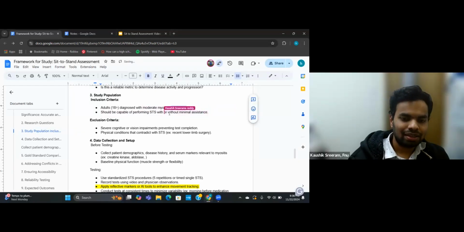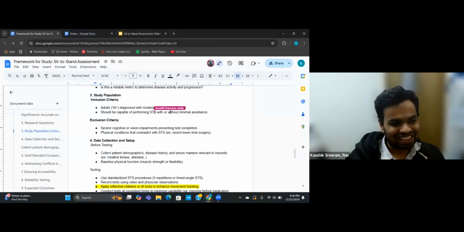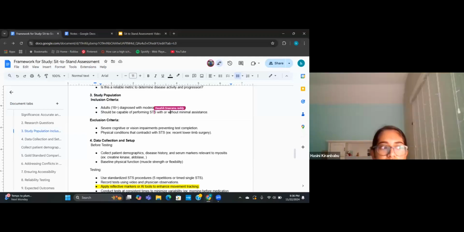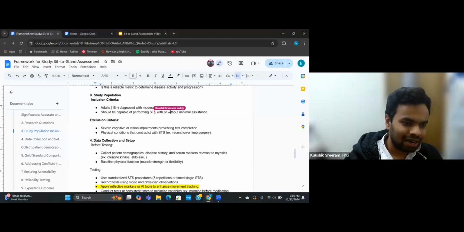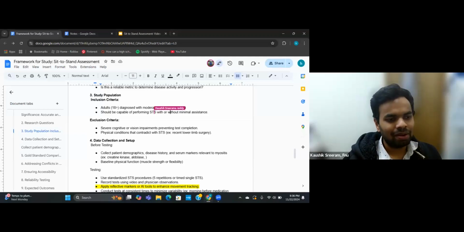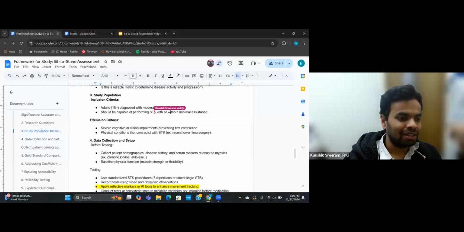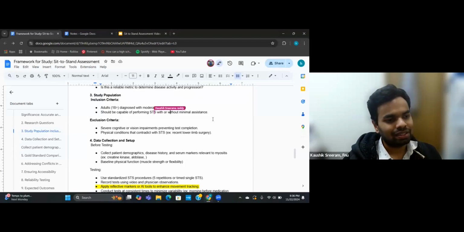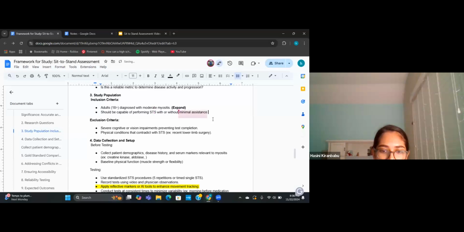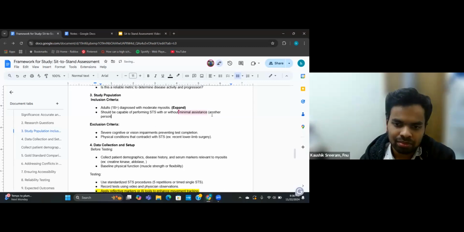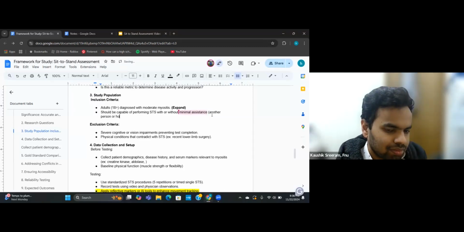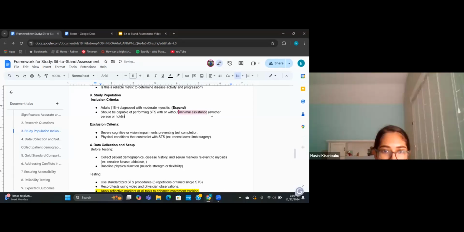This I agree with, but what does assistance mean? Is it another person who can help them? Is it a chair that you are giving them? What is it? The first thing that comes to my mind is another person, or holding onto a chair.